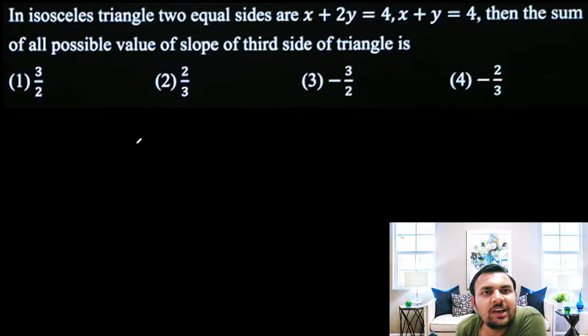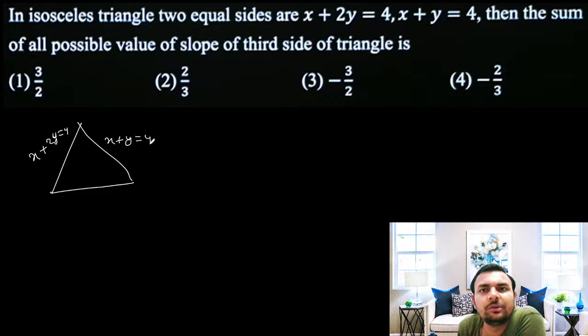An isosceles triangle with two sides. This is isosceles with two sides: x plus 2y equal to 4, and this is x plus y equal to 4. Then the sum of all possible values of slope of the third side of the triangle.